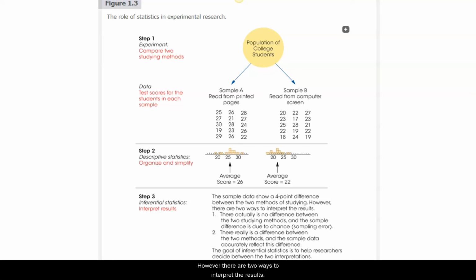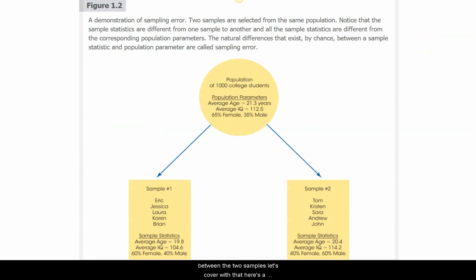However, there are two ways to interpret the results. One is that there's actually no difference between the two studying methods, and the sample difference is purely due to chance. In other words, due to sampling error between the two samples. Let's cover what that is. Here's a demonstration of sampling error. Two samples are selected from the same population, and you'll notice that the statistics are different from one sample to another, and that all the sample statistics are different from the corresponding population.